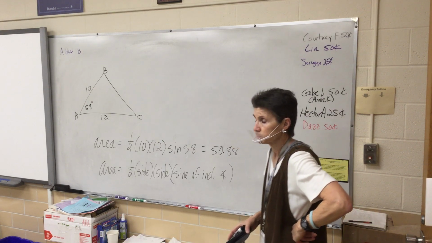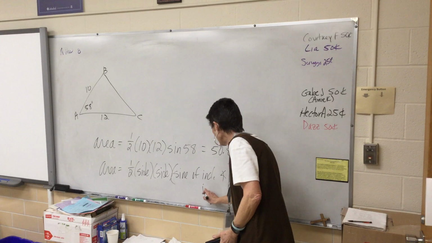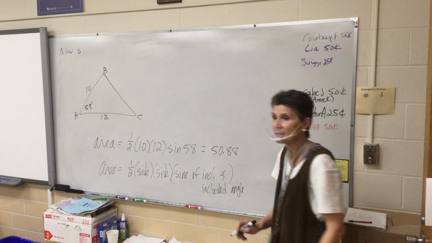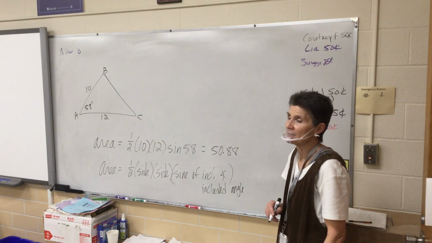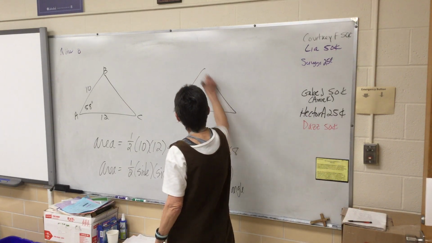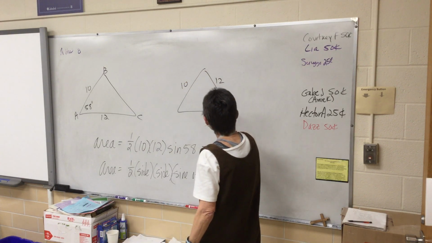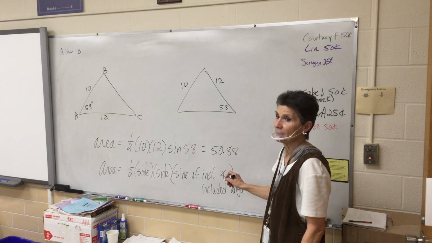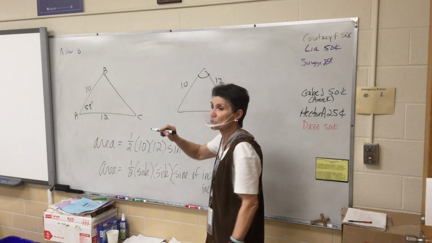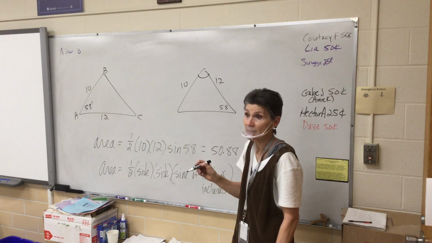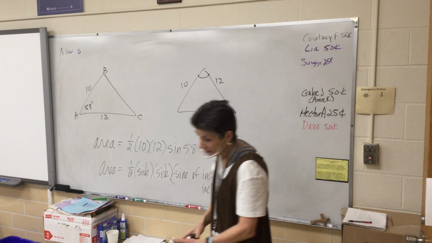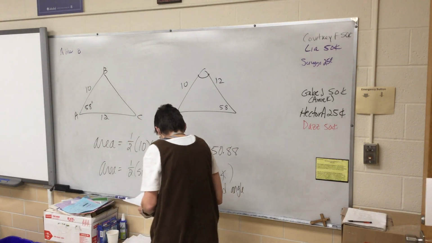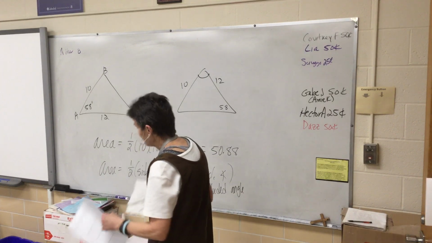Katie? What does that say, side, side, included angle? That is the angle that's between the sides. What that means, Katie, is you can't have a situation where you've got the 10 and the 12 and the 58's over here. That won't work. To use this formula, the angle must be between the 2 sides that you're using. Okay? So I'd like you to look at problem C. We just did B. This is the last one we're going to do, guys.